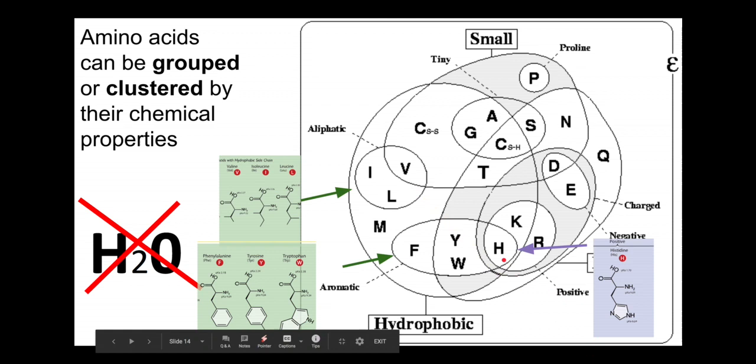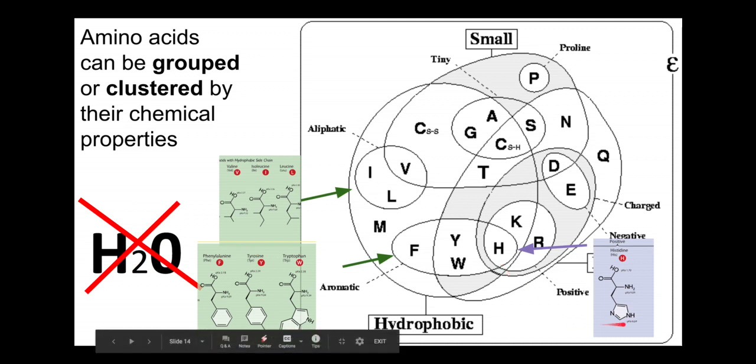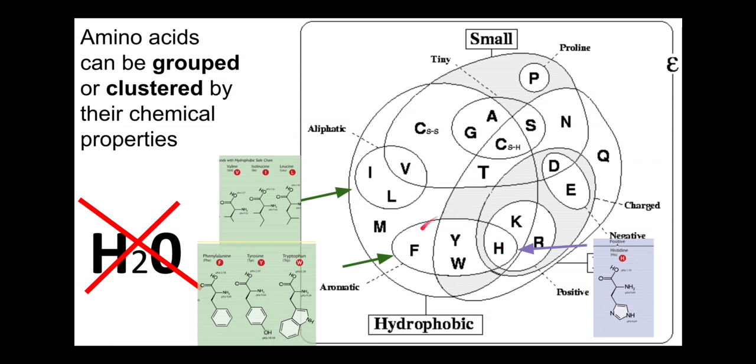Now over here we have histidine. Histidine is not hydrophobic. It groups up with phenylalanine and tyrosine based largely on size and the fact that it has a ring, though it has a five-sided ring structure rather than a six-sided ring structure. So overall, histidine has some chemical similarities to these other ones over here.